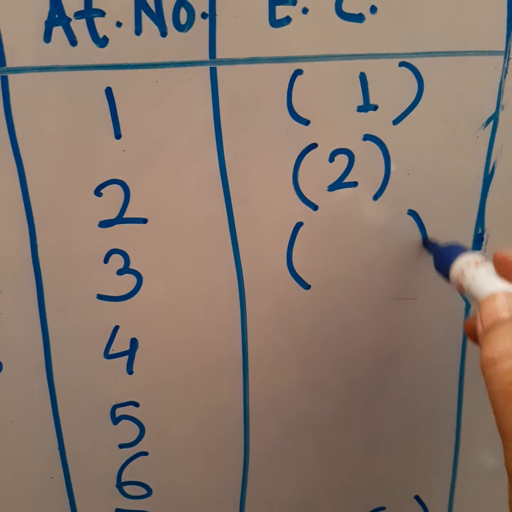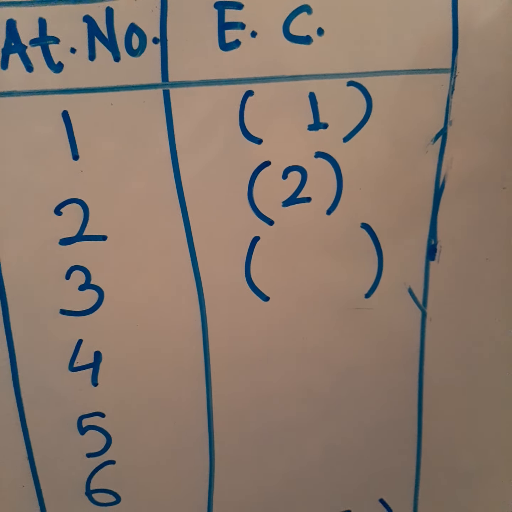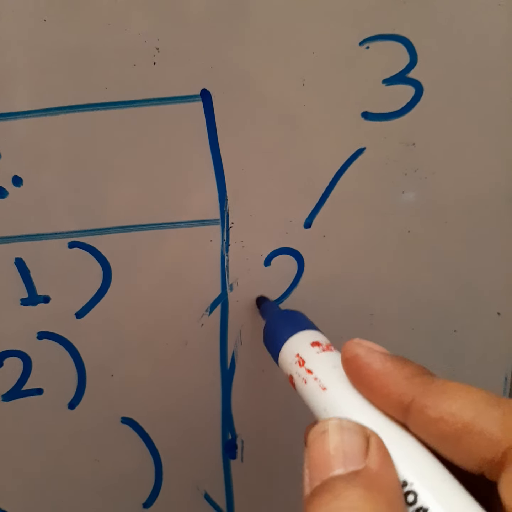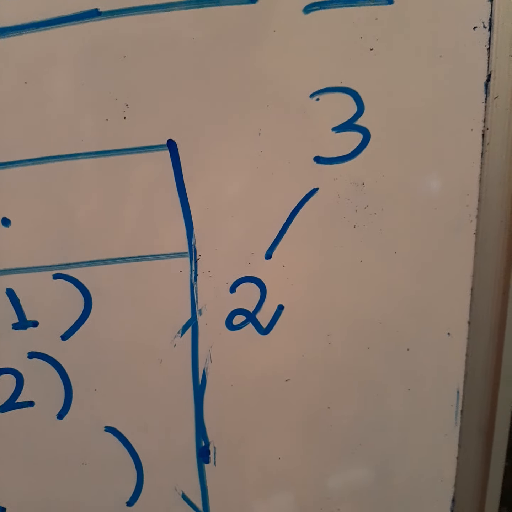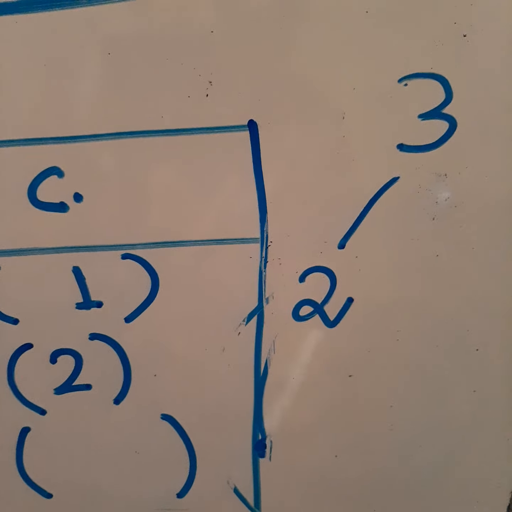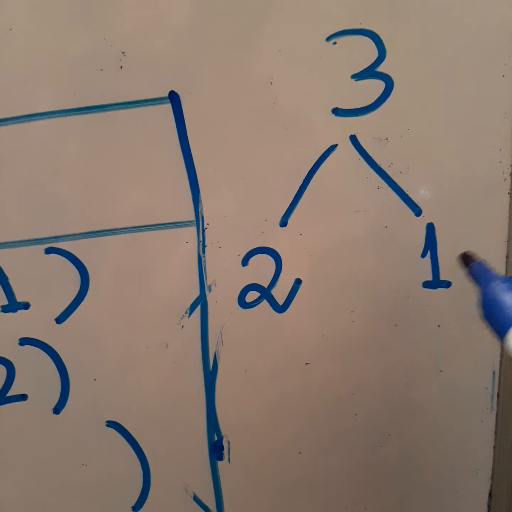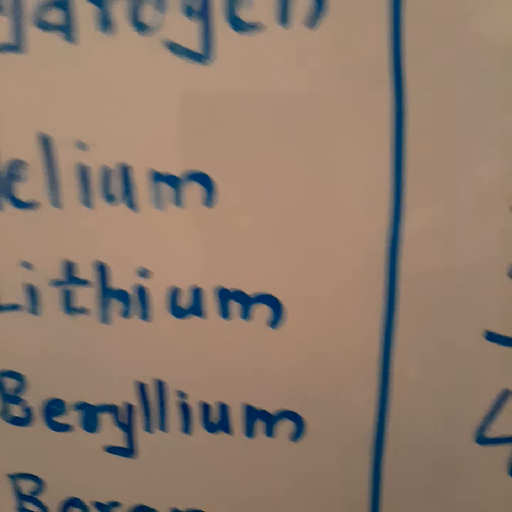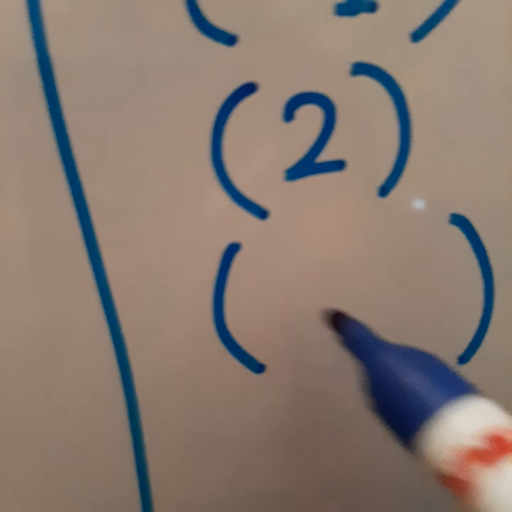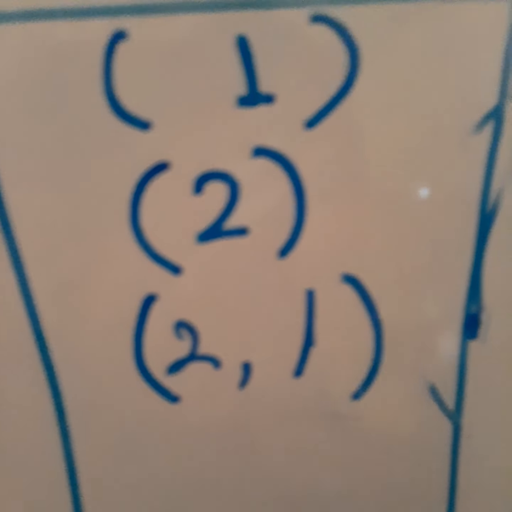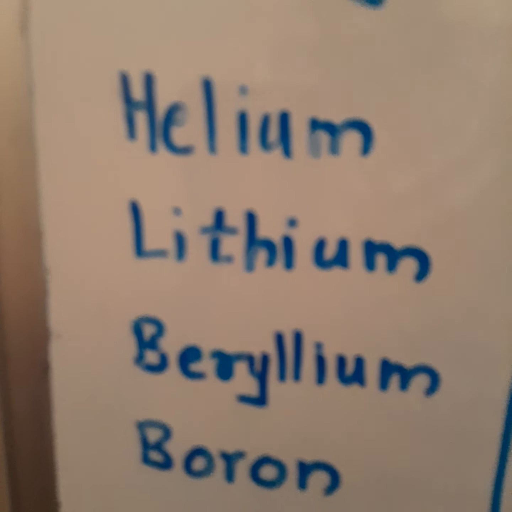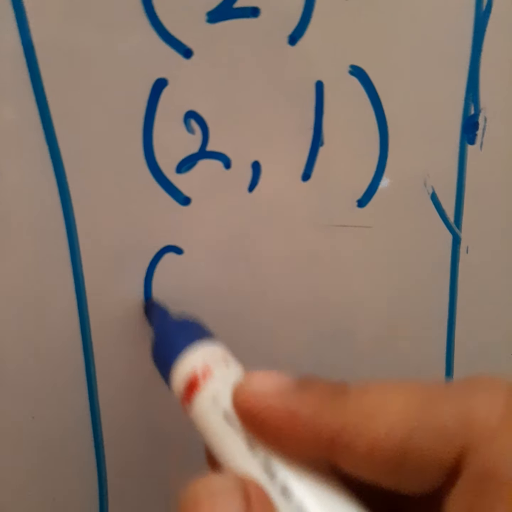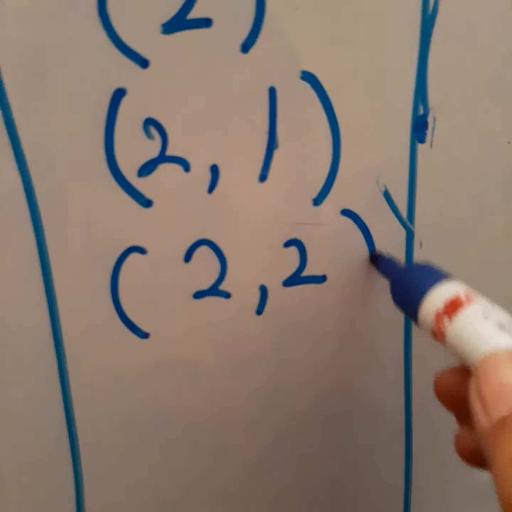Now come to lithium. There are 3 electrons in the case of lithium. The first shell will accommodate 2 electrons. So 1 electron is remaining, and that 1 electron will be in the next shell. So the electronic configuration of lithium, having atomic number 3, will be 2, 1. Now consider beryllium. Beryllium has atomic number 4, so its electronic configuration will be 2, 2.